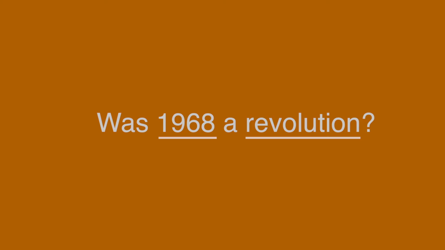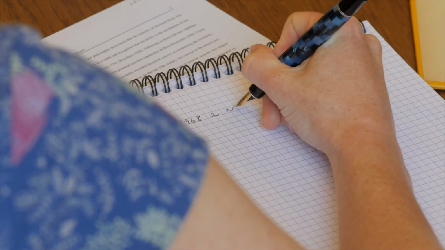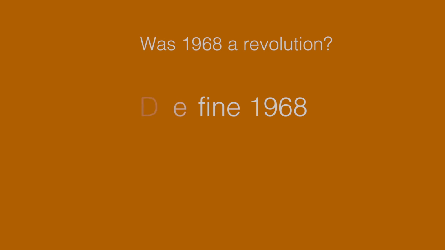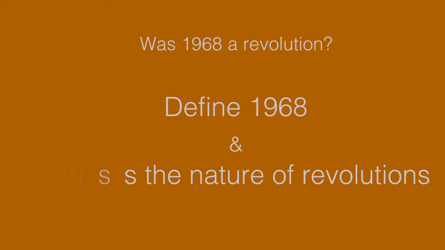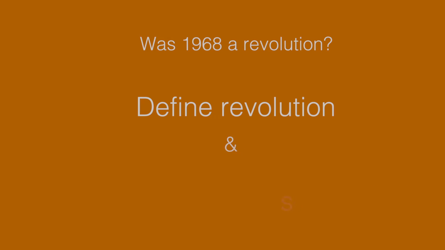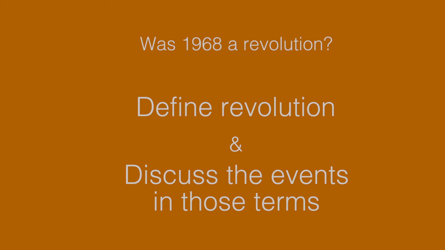Look at the question again and underline key words. For example, in the question, was 1968 a revolution? You could define 1968 and discuss the nature of revolutions. Or, define revolution and discuss the events of 1968 in those terms.